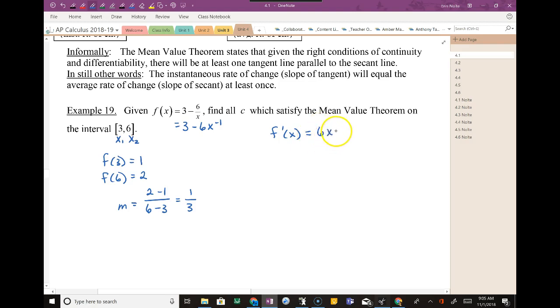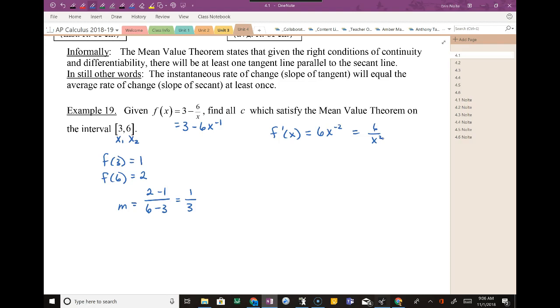Good, 6x to the negative 2. If I rewrite that, that is the same as 6 over x squared, and I do have a place again that is not differentiable. Where is it not differentiable? 0. And am I worried about 0? No, I'm okay. It's not in my interval, so I'm okay.